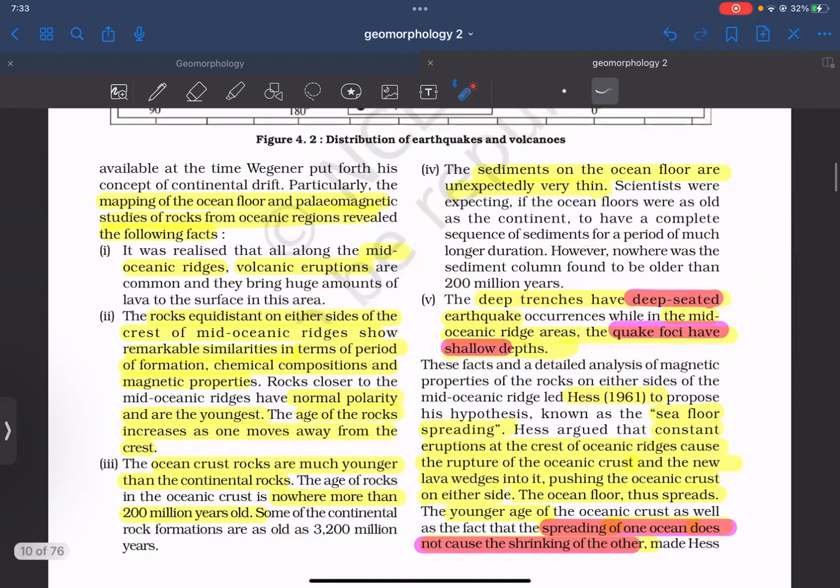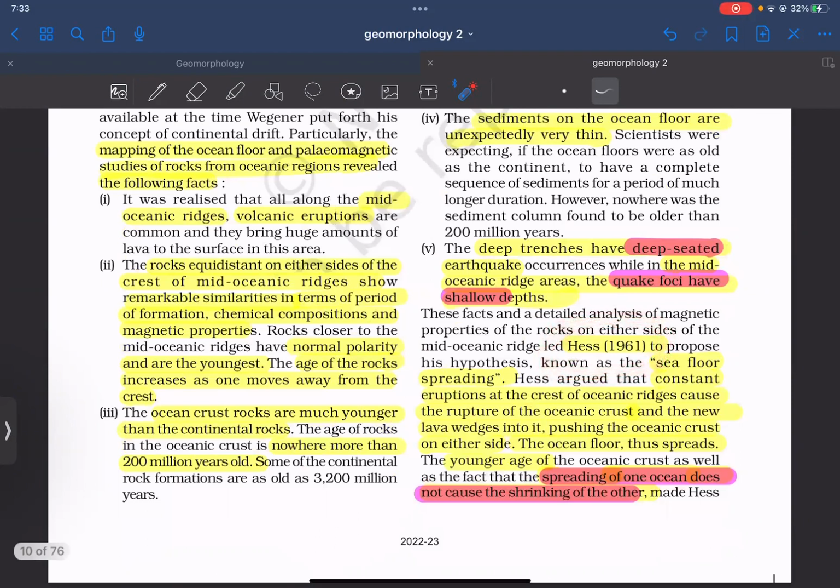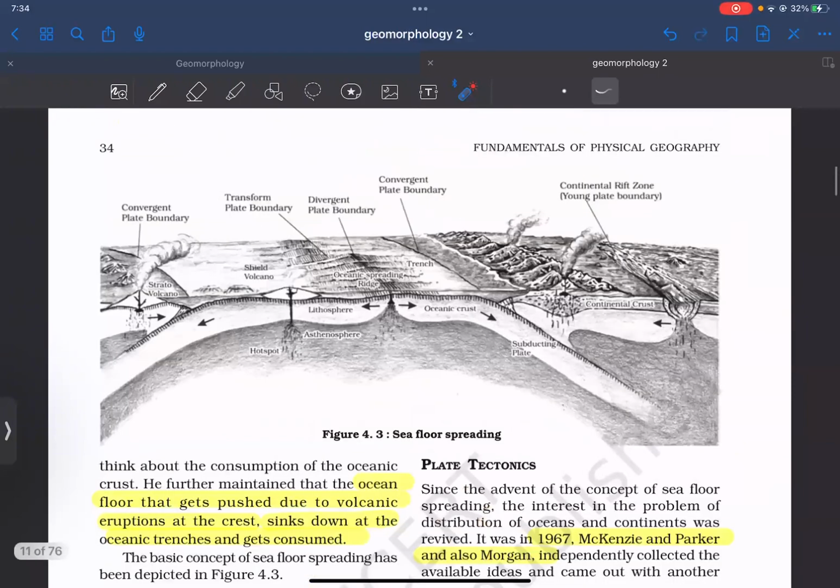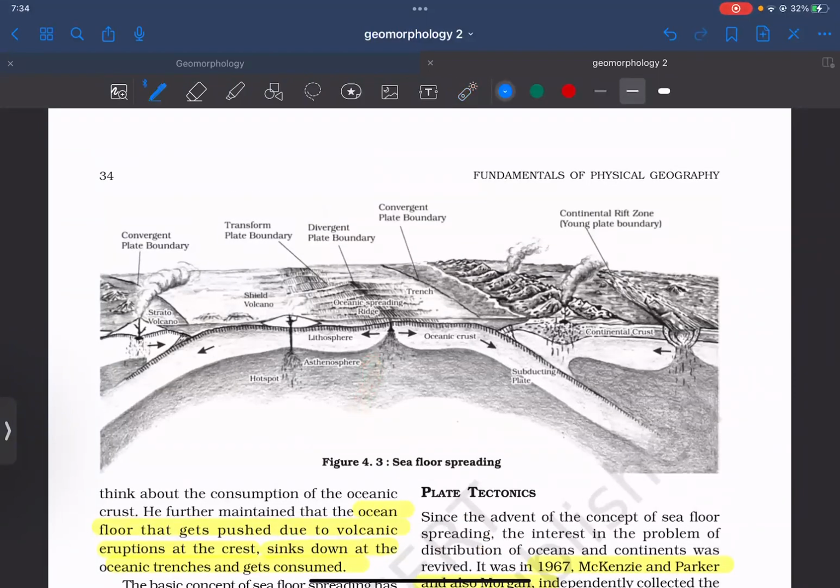To explain this, a new theory came by Harry Hess, seafloor spreading. What did it say? It simply said magma is rising. It drags the oceanic crust along with it. As it drags, splitting of the oceanic crust took place, which led to the formation of mid-oceanic ridges.